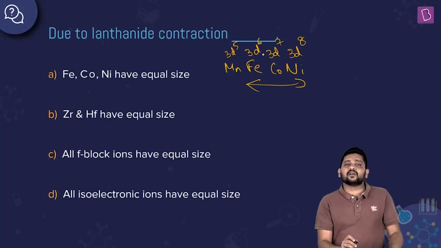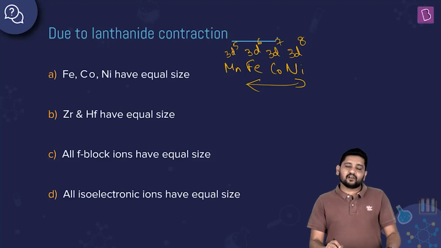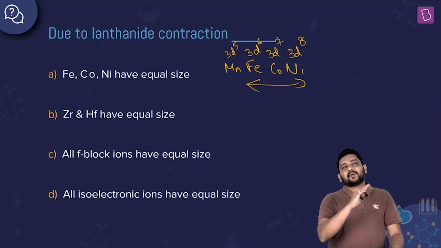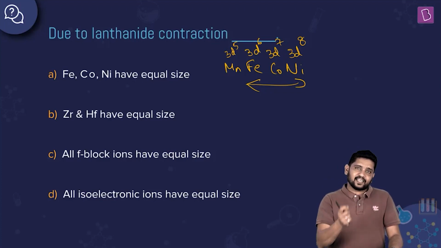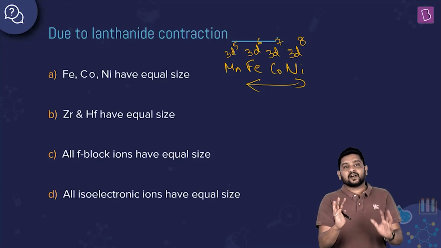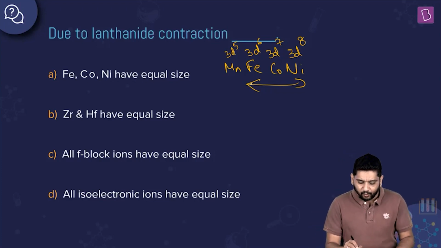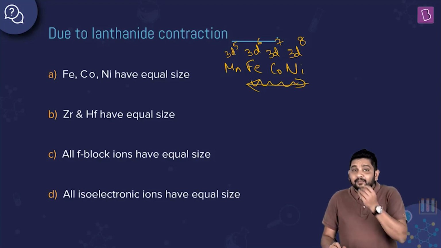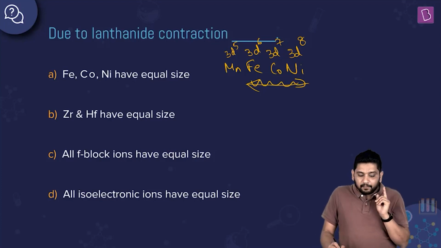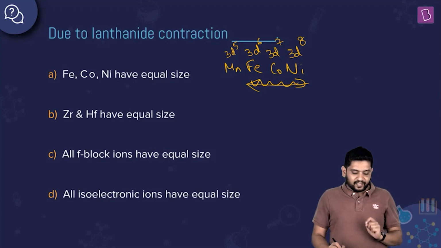So as your 3D orbitals get more and more paired, you will see that there is better shielding of nucleus that is happening. So the expected decrement in size that is there because of the increase in Z effective is kind of balanced out by this increased shielding that is there because of paired d orbitals. So what we see is that iron, cobalt and nickel have approximately the same size, but the reason is not because of lanthanide contraction, it is because of pairing of d orbitals, right?